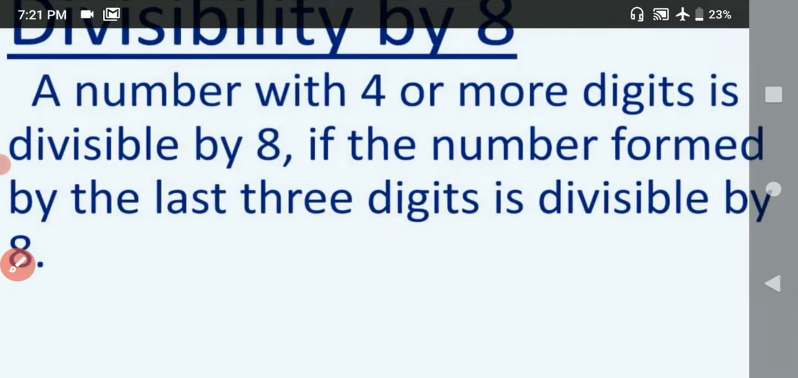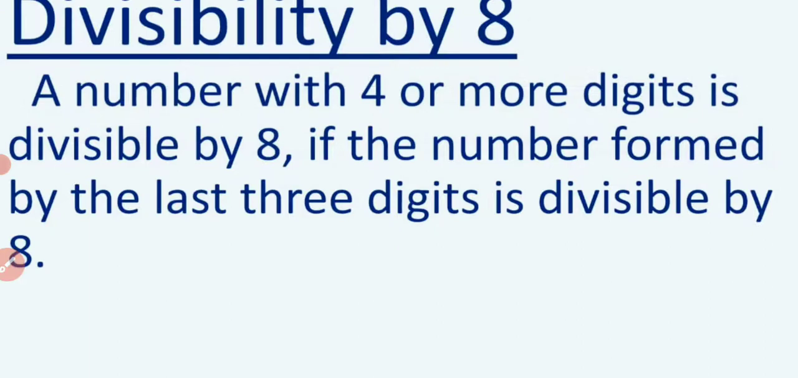Okay, so the next one is divisibility by 8. A number with 4 or more digits is divisible by 8 if the number formed by the last 3 digits is divisible by 8. Very simple. The condition is that the number has 4 or more digits, then this rule is applicable. So if the number formed by the last 3 digits is divisible by 8, then the given number is divisible by 8. Let's solve with an example.